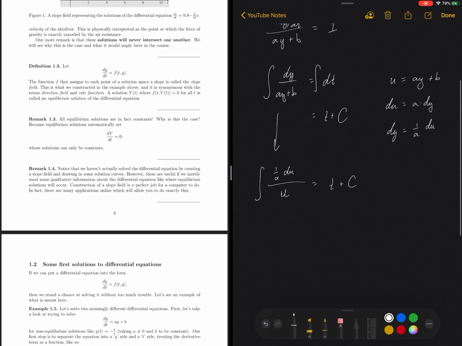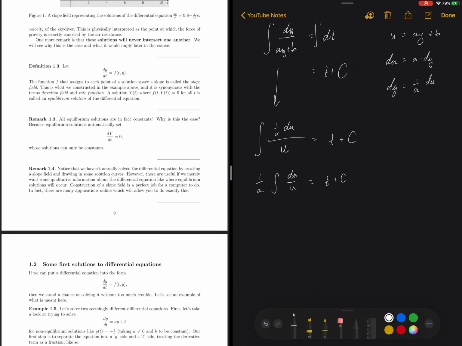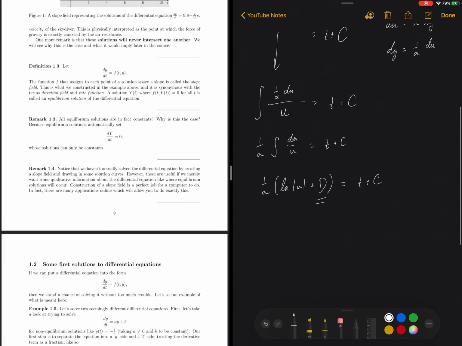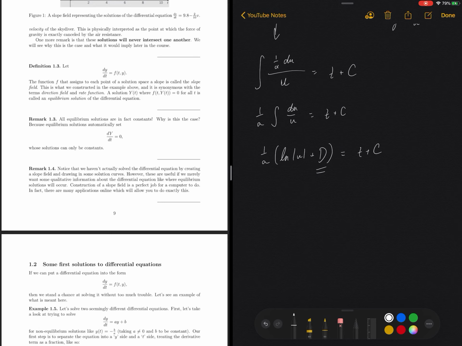Excuse me. The whole point of this is so I don't have to use that as the bottom. I can just use u, because that's exactly what this is. So if I do that, that is 1 over a times the integral of du over u equals t plus c. If I integrate this du over u, right, I'm integrating 1 over u, the antiderivative for this is a natural log. Now I'm going to do this once and only once. Notice that I actually wind up with a second constant of integration.